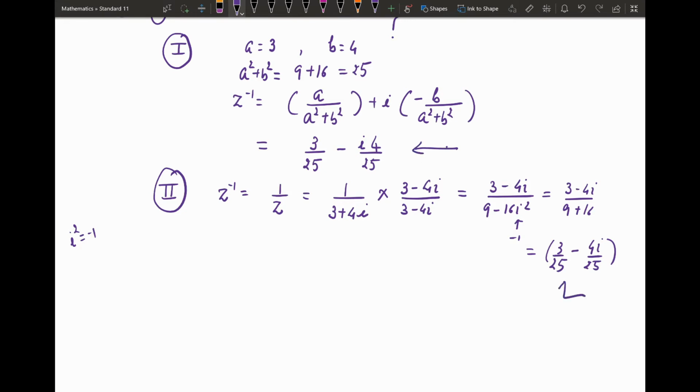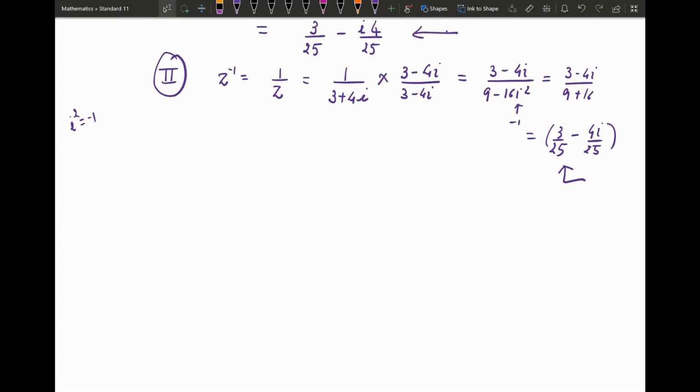So there is no need to remember the formula that the inverse is given by a upon a square plus b square plus i into minus b upon a square plus b square. Consider the given complex number as z and find out z inverse. z inverse equal to 1 upon z, and convert it into the standard form.